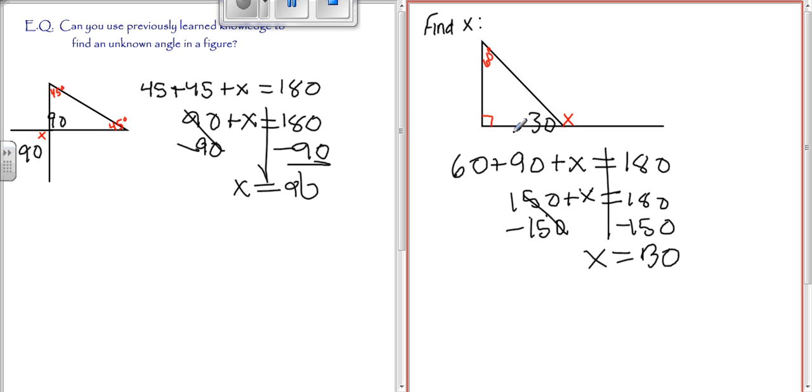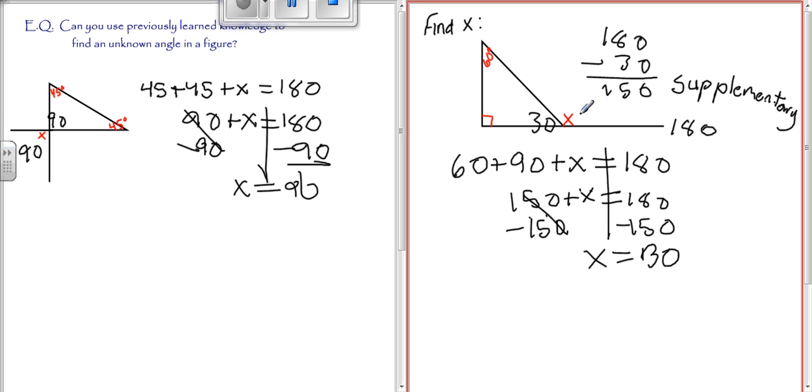But that's just for the triangle. Notice these two lines make a straight line, and we talked about in our last video that is 180 degrees, which these two are called supplementary angles right here that are right next to each other. These two are supplementary angles. So you just say 180 minus 30 gives me 150 for x.